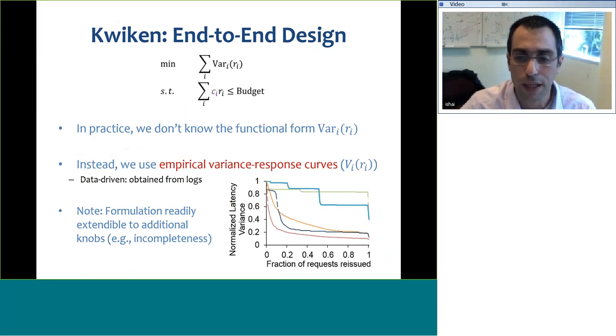One practical thing here is that we actually don't know the functional form of the variances for sure, but what we do know is that we gather data and we can measure, we can obtain what we call the empirical variance response curves. This is actually the empirical variance. Based on the intuition of Chebyshev, if you assign more reissues, you can see that not only does the latency drop, or the 99th percentile drop, but the variance also drops. So there is a correlation between variance reduction and reducing the percentile latency.